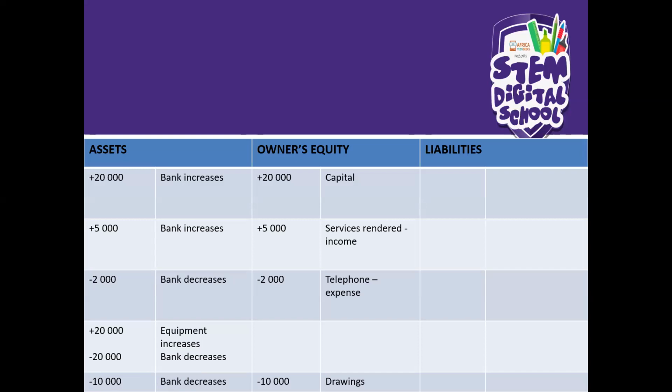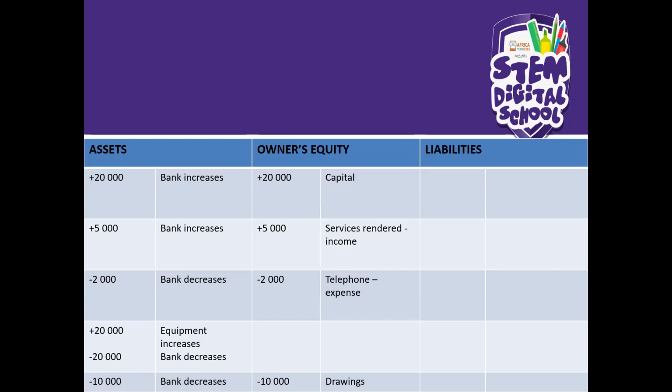And then you need to know what is drawings. So look on your piece of paper that you have in front of you. Check under owner's equity, then you will see drawings is falling under owner's equity. Remember the little story, what you do with assets, you're going to do with owner's equity. So there was a minus with assets, then there's going to be a minus with owner's equity. So it's minus 10,000 Rand. And you say, for what is it? It is for drawings.